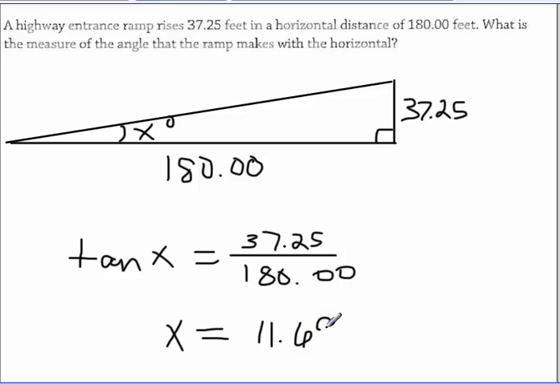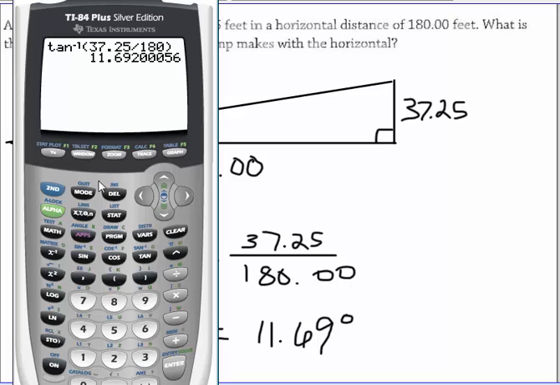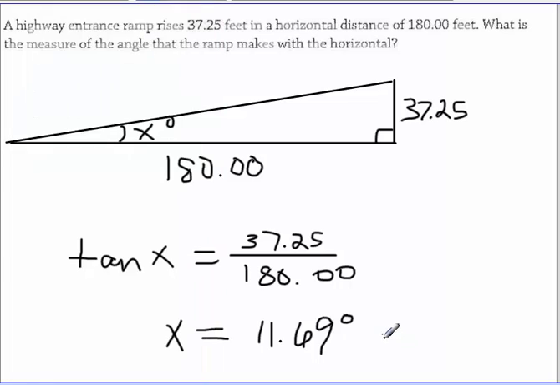Now again, sometimes the problems in your book ask you to go to the nearest minute. If they do, you just do second, apps, 4, enter, and you'll get 11 degrees and 42 minutes, because you round it to the nearest minute. When you have a little extra, you just round it on up. 11 degrees, 42 minutes.